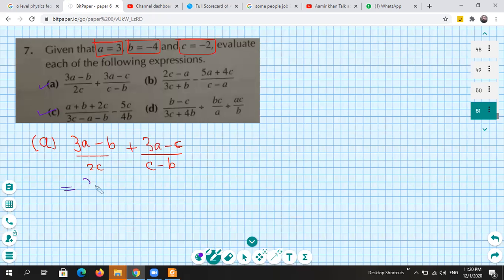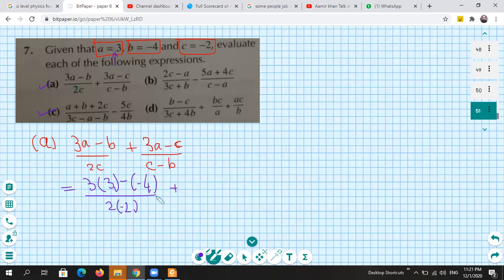So 3 as it is, whereas A is, what is A? A is 3. You can see this. A is 3. So 3A means 3 multiplied by 3 minus B. B is what? -4. I'm writing this -4 in the bracket. Over. Then 2C. 2 into C, 2 multiplied by C. C is -2.